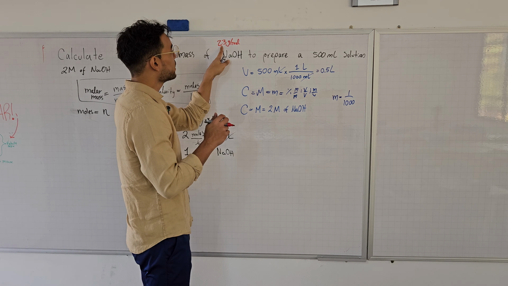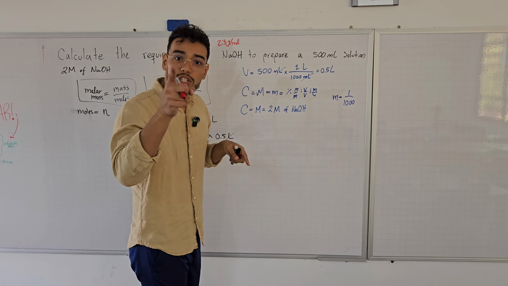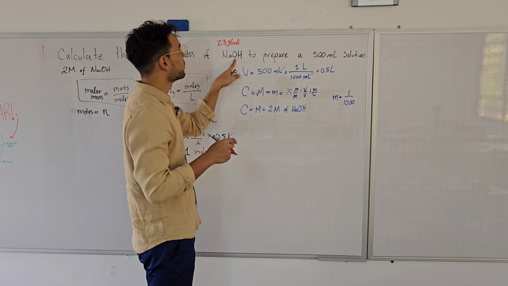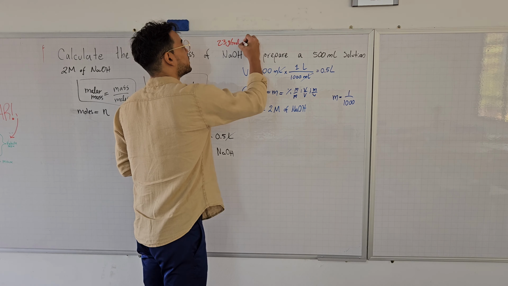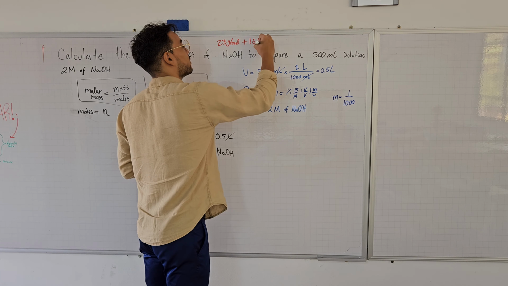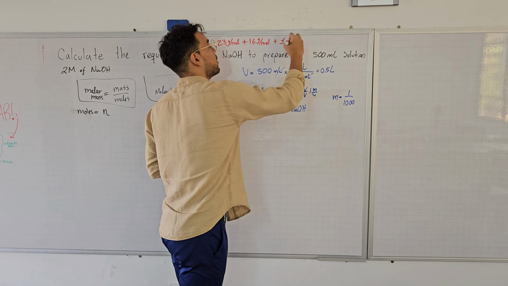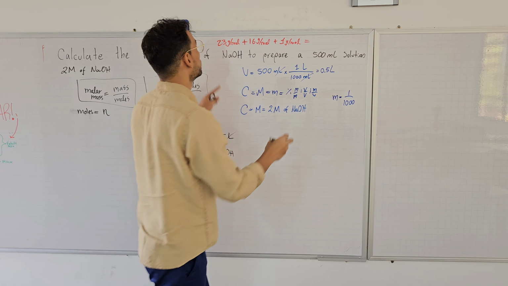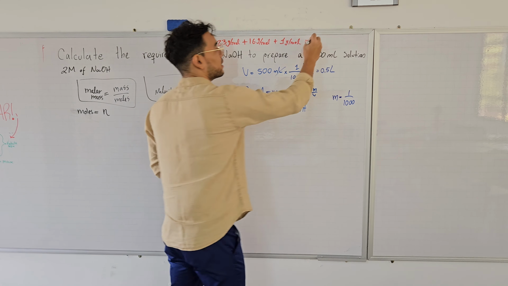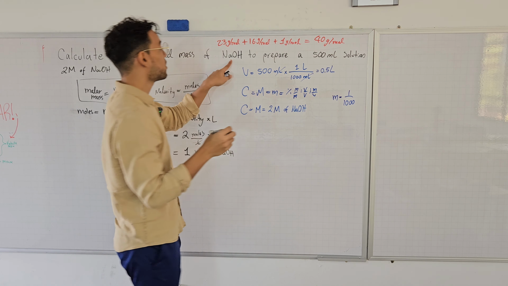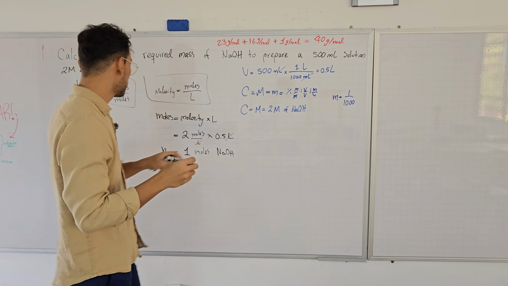So sodium weighs, following the periodic table, look in your periodic table and you will find in sodium it is 23 grams per mole. Then we have oxygen. Oxygen is 16 grams per mole. And hydrogen is 1 gram per mole. When we do the math of this, that would be 40 grams per mole. And this is the molar mass for sodium hydroxide.